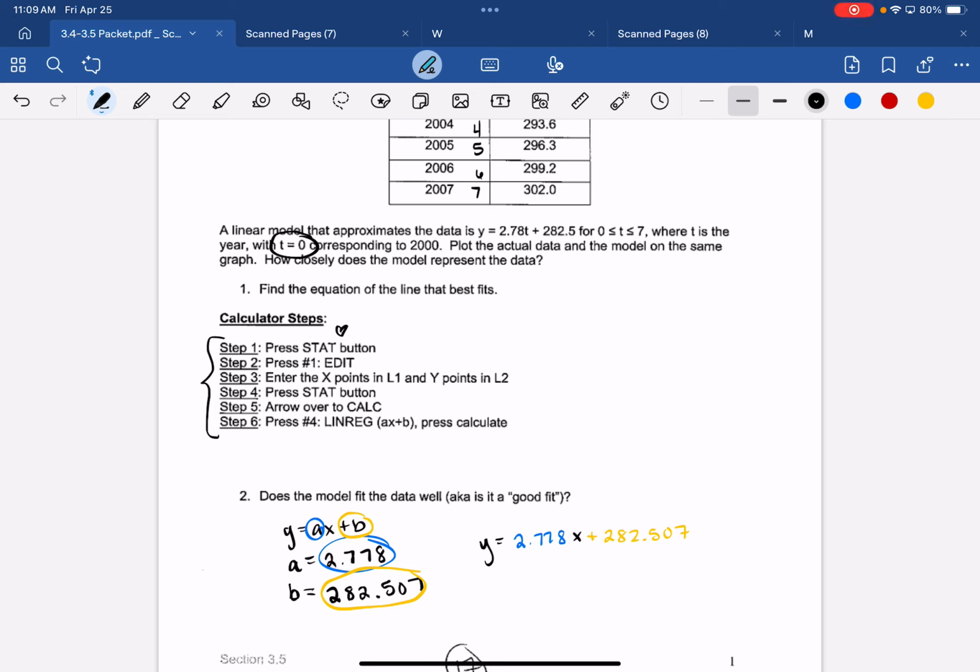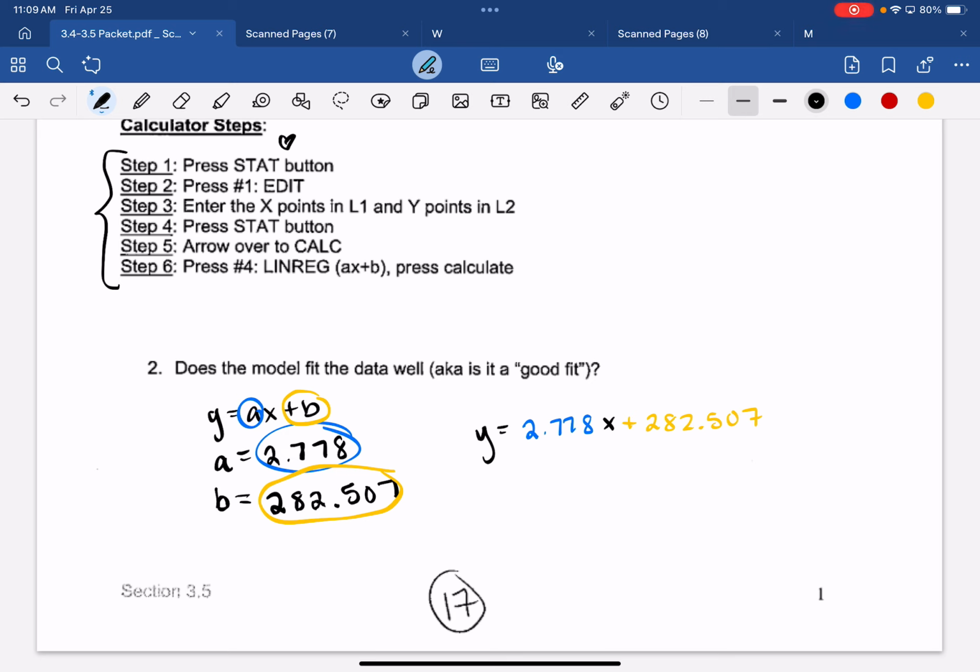Now, this question. Okay, so we just did this one. I probably should have written it above here. We just found the equation. That's this. Question 2 is asking, does the model fit the data well? Okay, AKA, is it a good fit? So here's what you're going to do. I want you to go to hit your y equals screen, or your y equals button at the top. And I want you to type this equation in. Okay, so type this equation in now that we found.